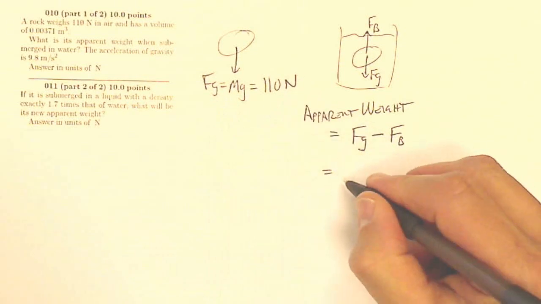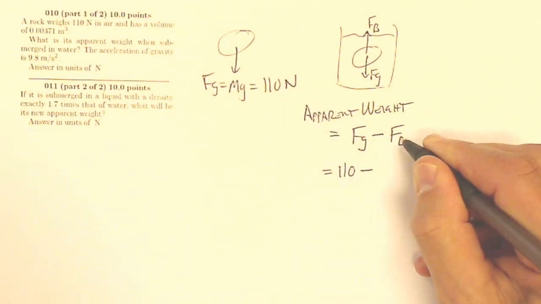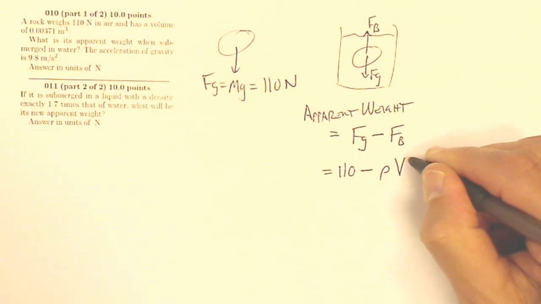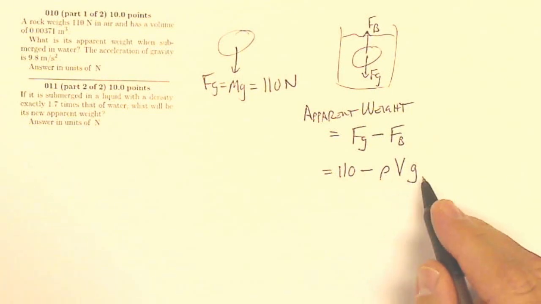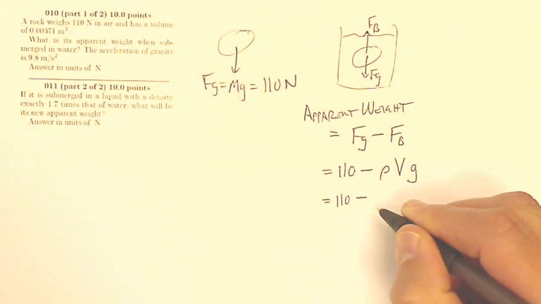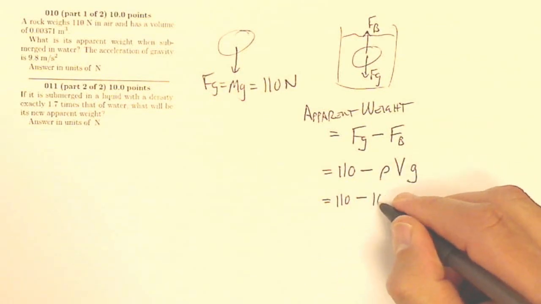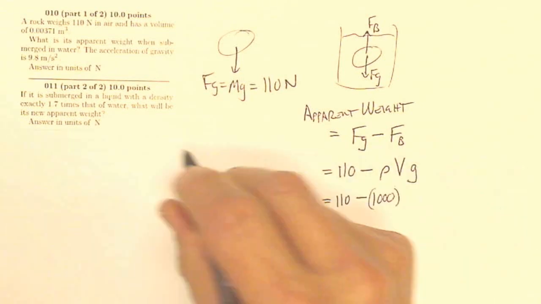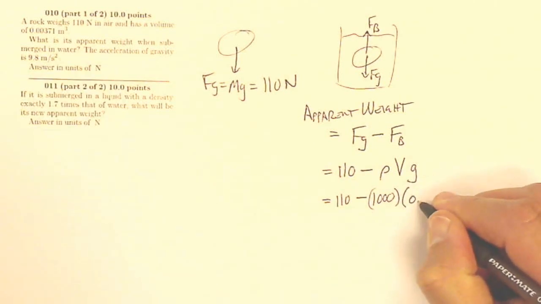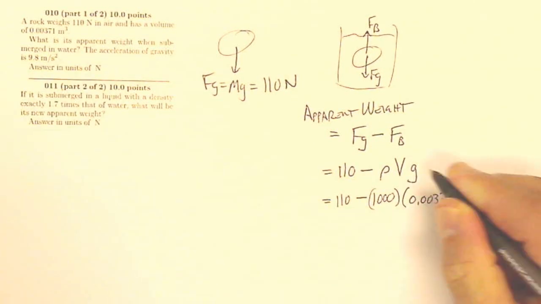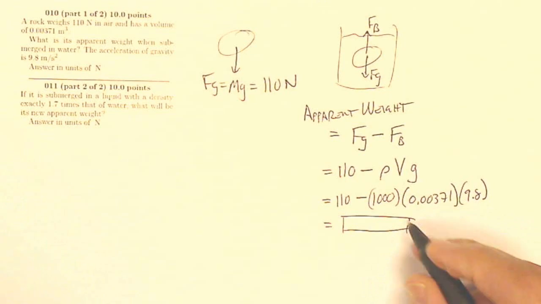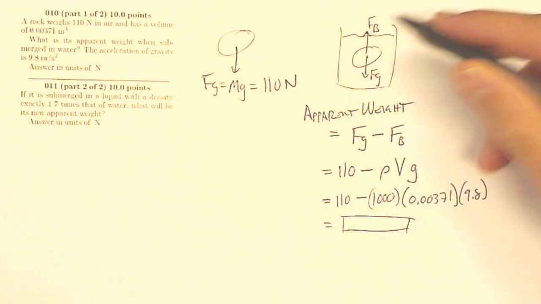So I've got a force of gravity already, which is 110 newtons, but my buoyant force is going to be the density of water times the volume of water displaced times the acceleration of gravity, rho vg. So this is going to be 110 minus the density of water, which is 1,000, times the volume of this rock, which they tell me is 0.00371 meters cubed. That's good. So that's 0.00371. And gravity is 9.8. So this will give me the apparent weight of the rock, because it'll feel lighter since the buoyant force is helping me out.